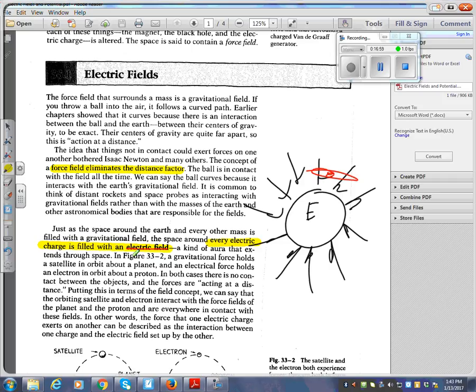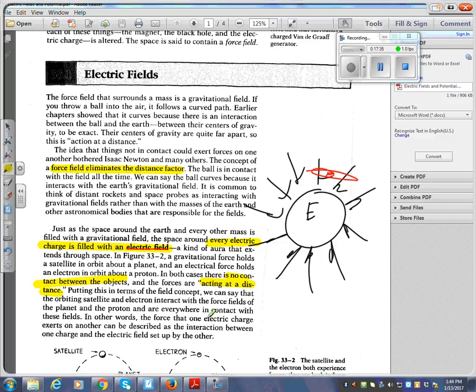In figure 33.2, a gravitational force holds a satellite in orbit about a planet, and an electrical force holds an electron in orbit about a proton. In both cases, there is no contact between the objects. And the forces are acting at a distance, or acting without contact. That's probably a better way of putting it, right? Instead of acting at a distance, it's acting without contact. I can act on the scissors at a distance if they're tied to a string, right? But I can't act without contact.